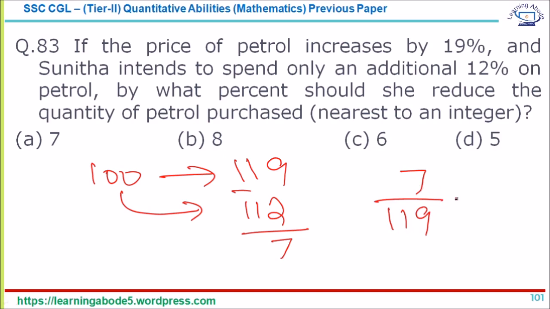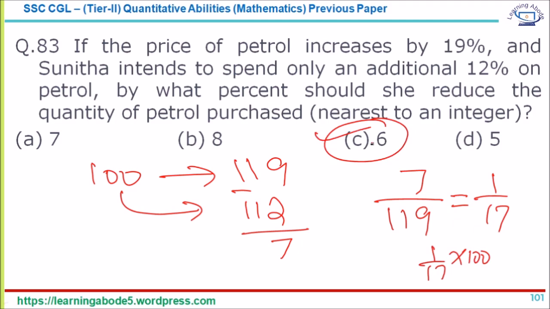So 7 by 119 is 1 by 17. Now 1 by 17 in terms of percentage, it is closer to 6. It is closer to 6 because 102 is 6 times 17. So 100 is closer to 6. Option C, 6% is the nearest rounded integer. That's the answer for question number 83. Now question number 84.